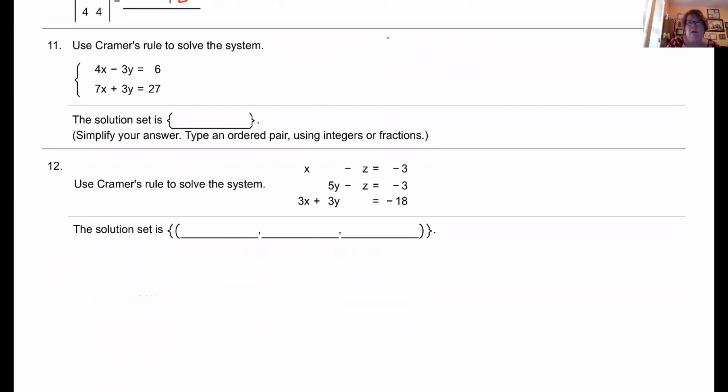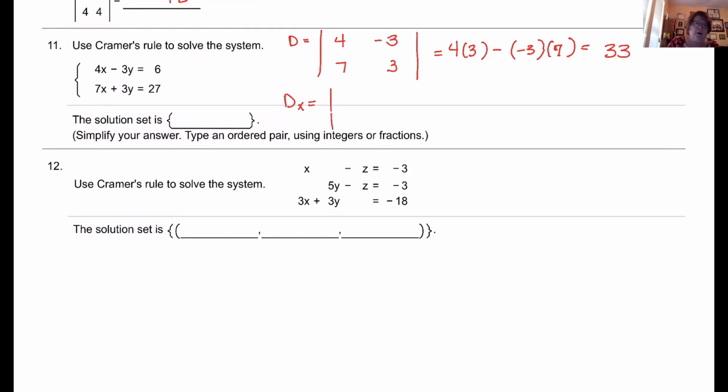So we need to find 3 determinants to solve a 2-equation, 2-variable system. The first determinant we need to find is the determinant of the matrix formed by the coefficients on x and y. So it's the determinant of this matrix here. The determinant of the matrix 4, -3, 7, 3. So when I do that, I multiply 4 times 3 and subtract from it -3 times 7, and that is 33.